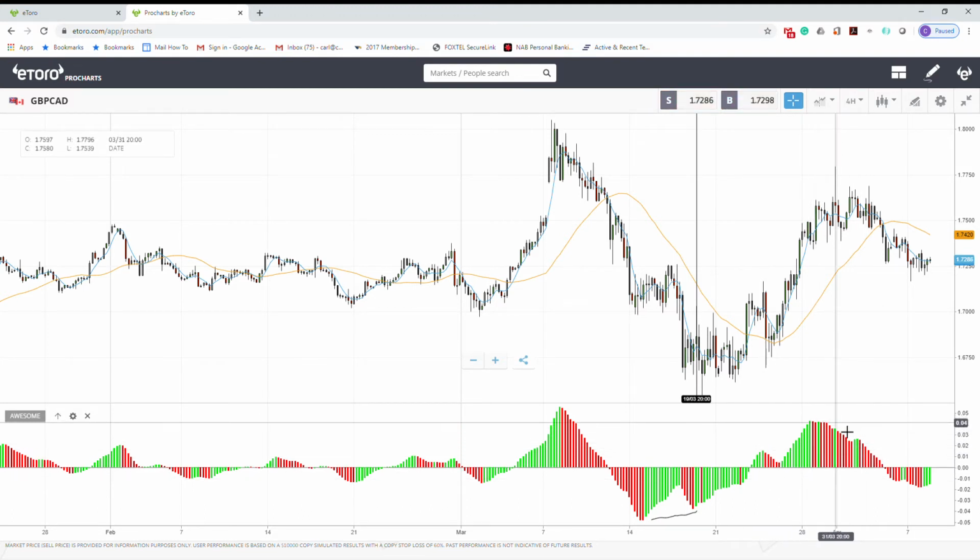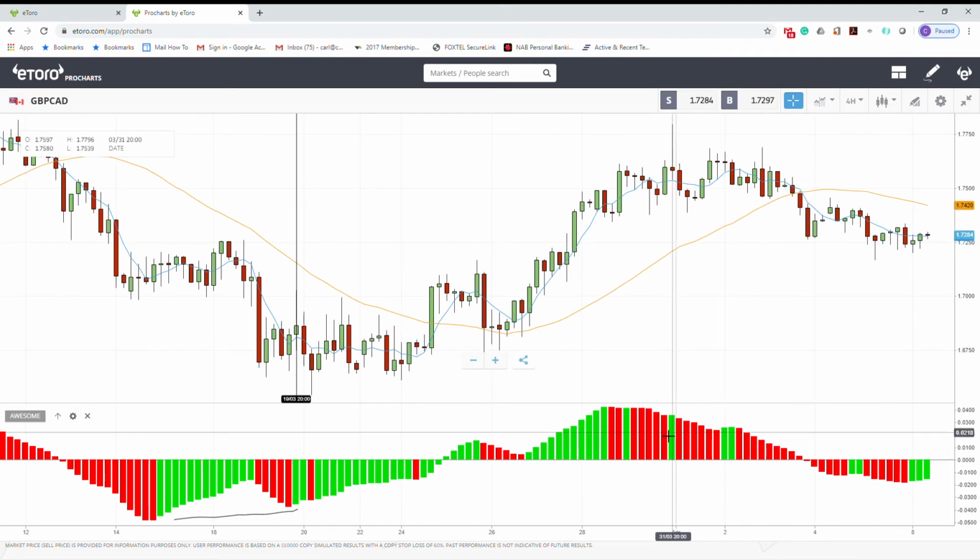Oh, here we have one. It's not that obvious, but if you use this one, we had a high here, then another high here, but lower and closer to zero. So this is a sell signal here. As you can see, it works perfectly. So you enter the market here, and it goes down. Boom.